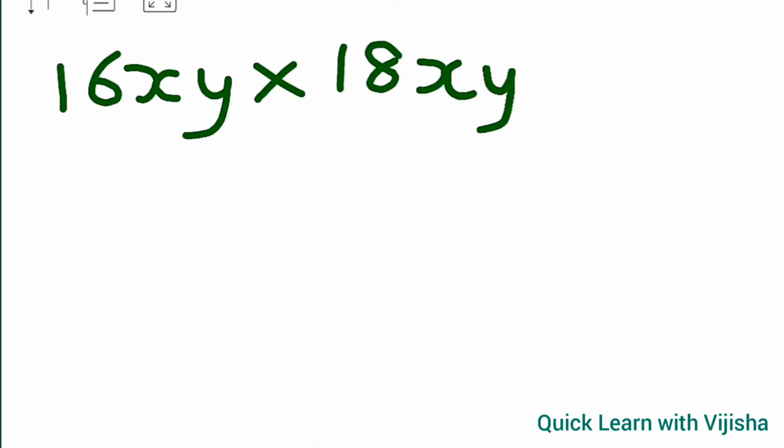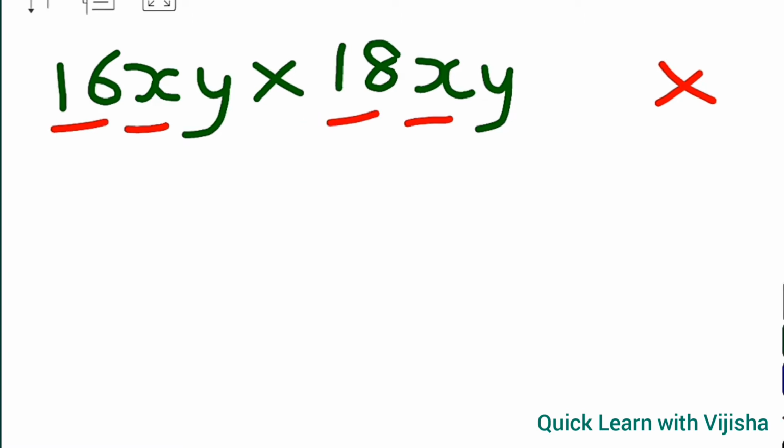16xy multiplied by 18xy. So children, always remember to write x in this cursive letter form, not in this, because it gets confused. So we prefer to write it in cursive letters. So let's see how to multiply this. First we will multiply the numbers. That means 16 multiplied by 18 will give you the answer as 288. We have done the normal multiplication.